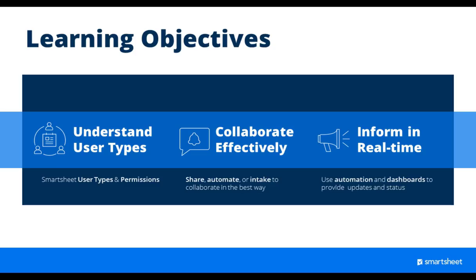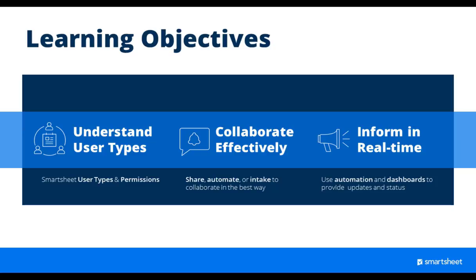Our learning objectives for today's collaboration webinar are to understand the different user types available through Smartsheet, the permissions and how they can affect the actions you can take, how to collaborate effectively, meaning sharing your sheet directly as well as using automation, forms, and dashboards, and then how to inform in real time. So again, using automation and dashboards to make sure that everyone in your organization who needs to know the status of your work can access it in the right way.